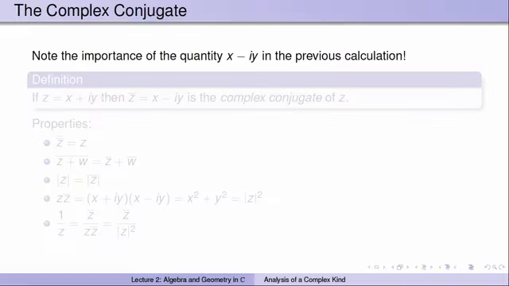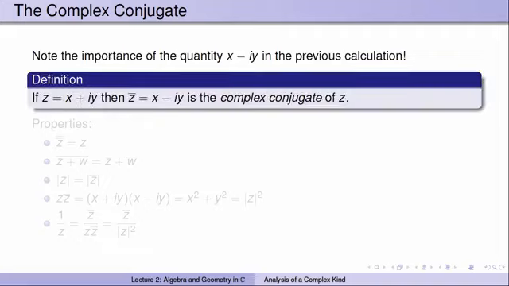So this quantity x minus iy, where we just replaced the plus with a minus, that was really important in the previous calculation. And it's so important that we give it a special name. So if z equals x plus iy is a complex number, then we call that complex number where we replace the plus with a minus the complex conjugate of z. And it's denoted with a z with a bar on top of it. You see that here? So z bar is the complex conjugate of z.